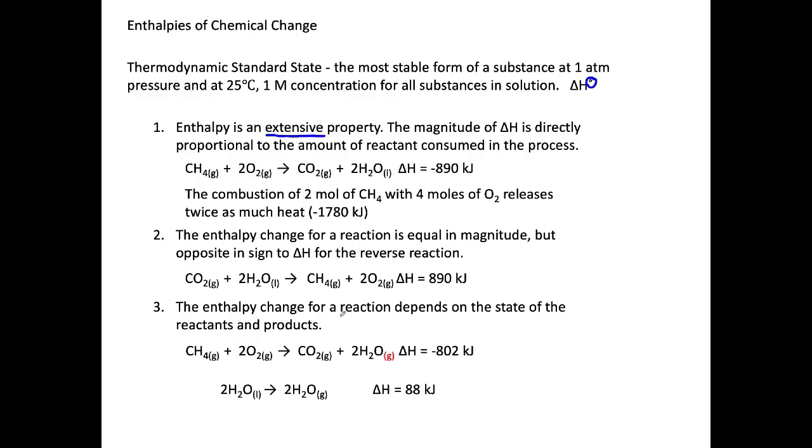And finally, the enthalpy change for a reaction is going to depend on the state of the reactants and the products. So here in example 1 and example 3, all of the species are the same, but you'll notice that when we're dealing with water here, it is now a gas on the right side of the equation. If I look at that reaction, notice that my enthalpy change is different. It's now minus 802 kilojoules versus 890 kilojoules.